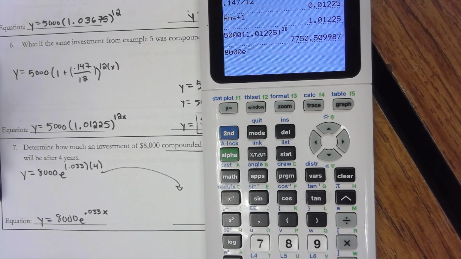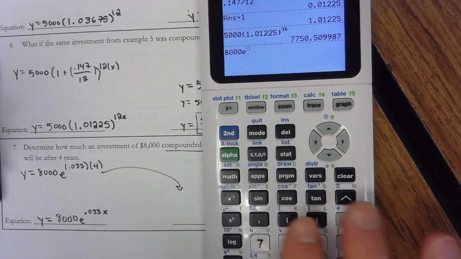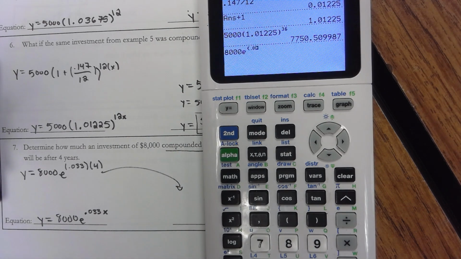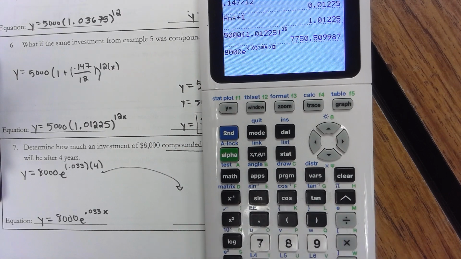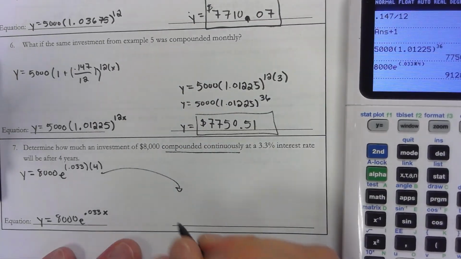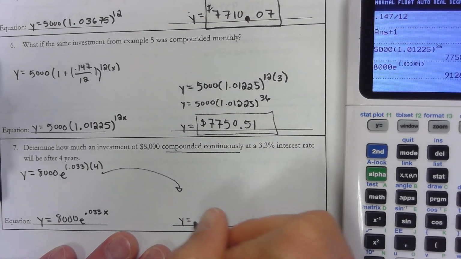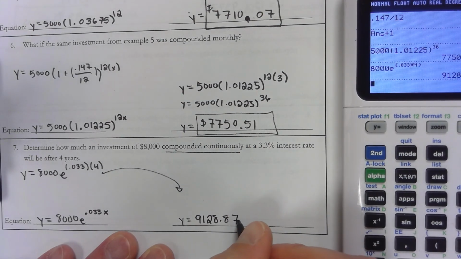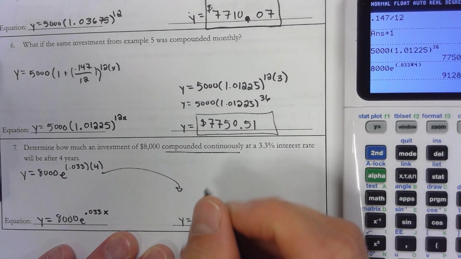Every calculator is going to display the exponent a little bit differently. With mine, it just prompts me into that exponent. Let's put parentheses around our exponent, because we have some multiplication that needs to happen there. So I'm going to go 0.033 times 4. And I get 9,128.87, following the rounding rules.